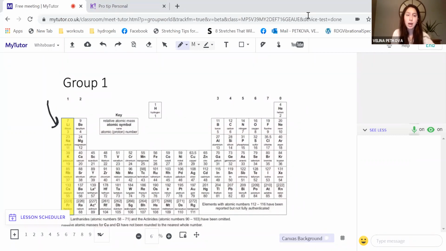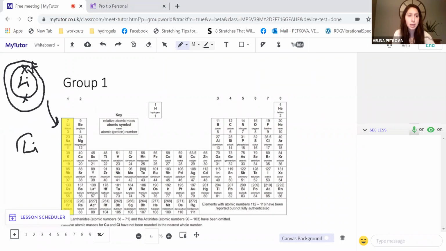And how might the group 1 metals react? If they've got 1 electron in their outer shell, they are going to lose an electron to get to their full outer shell, as lithium is going to get 2 electrons in its outer shell, and it's going to be content.